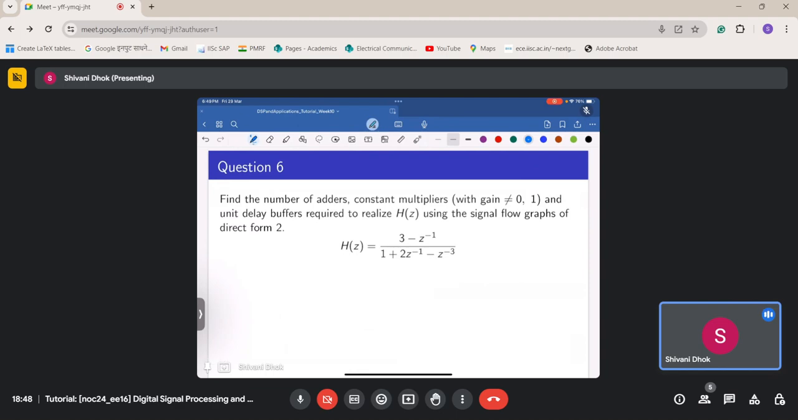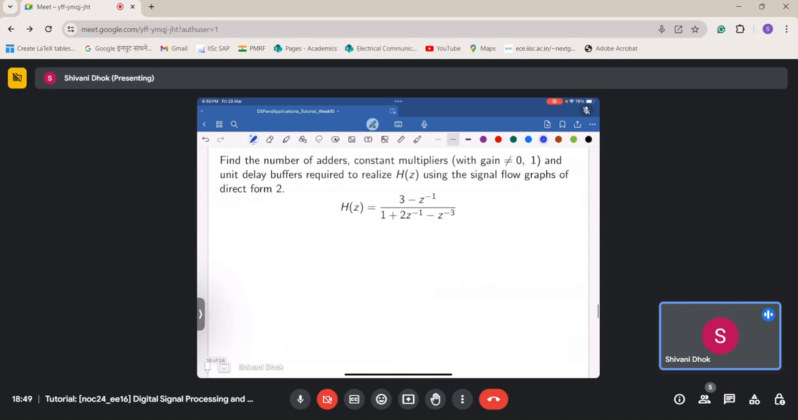So this question says that we need to find the number of adders, constant multipliers with gain not equal to 0 and 1, and unit delay buffers required to realize H(z) using the signal flow graphs of direct form 2. Okay, so this is what we need to find out. Let's start by doing that.